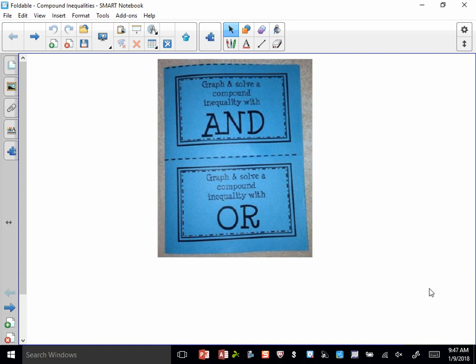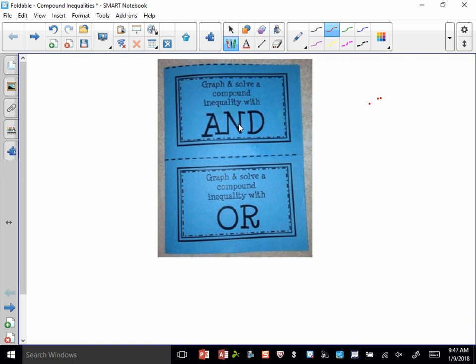So our lesson today is on solving compound inequalities. Compound just simply means you're going to be solving more than one inequality at a time. Just like in our English language, we have compound words, like two words you can put together to form a word, like policeman or fireman. You also have compound inequalities.